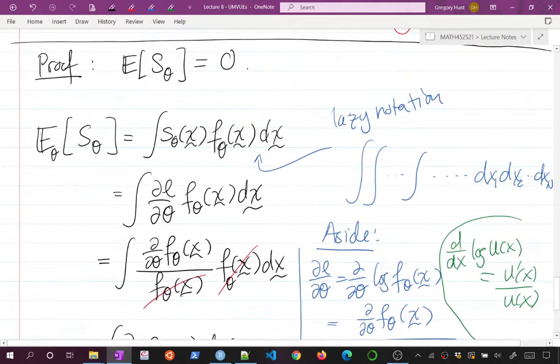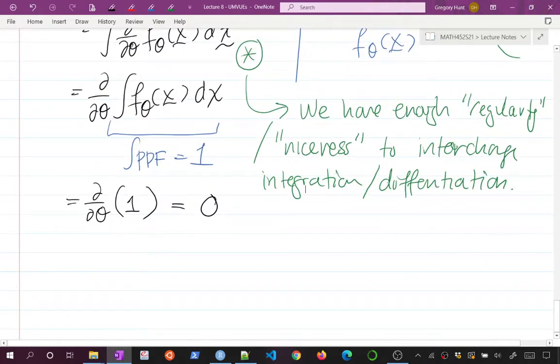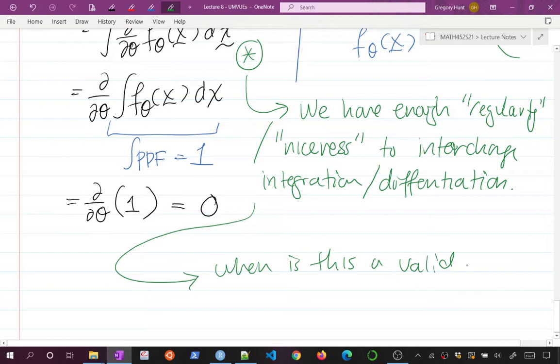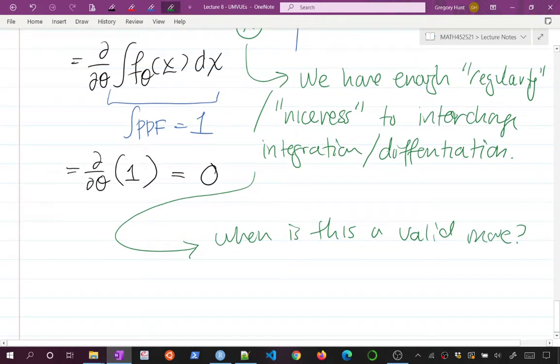So this shows that in expectation, the score is 0. It relied on the fact that we had enough regularity or enough niceness to interchange that integration and that differentiation, which is not always true. And so this begs the question of when is this a valid move? I said, kind of vaguely, you have to have enough niceness or regularity.